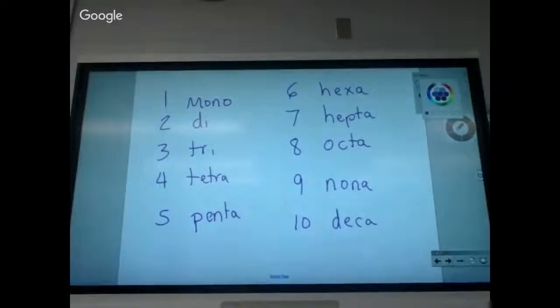Today's topic is naming and writing formulas for covalent compounds.